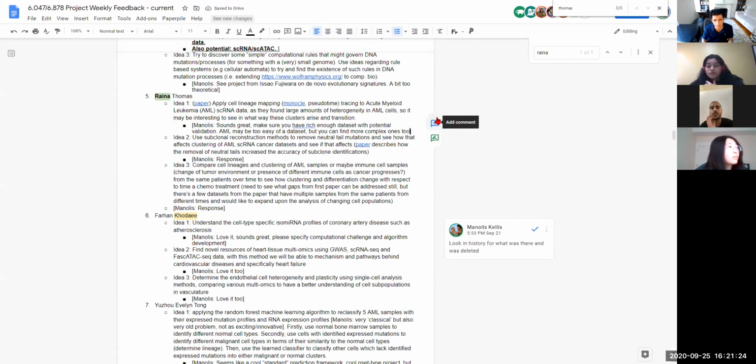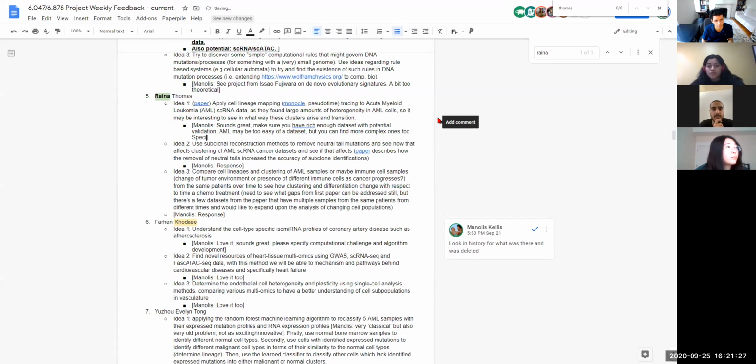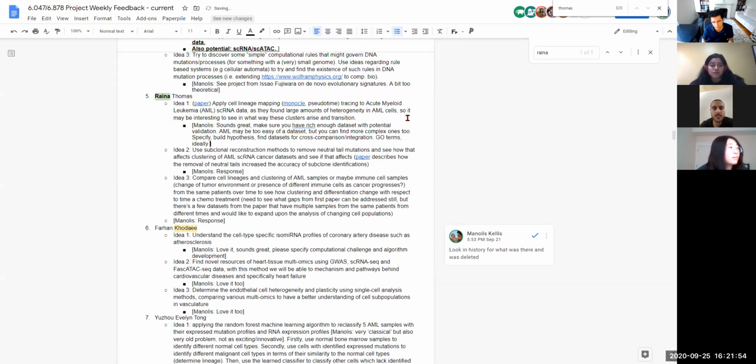I think you just have to specify, build hypotheses, and find data sets for cross comparison. Does that make sense right now? Yeah, so cross comparison, you mean like other data sets to validate whatever pseudo-time outputs, right? Correct. Basically, you have to have some orthogonal data. So it could be clinical terms, ideally higher resolution molecular mutations or something like that. Yeah. Okay, gotcha.